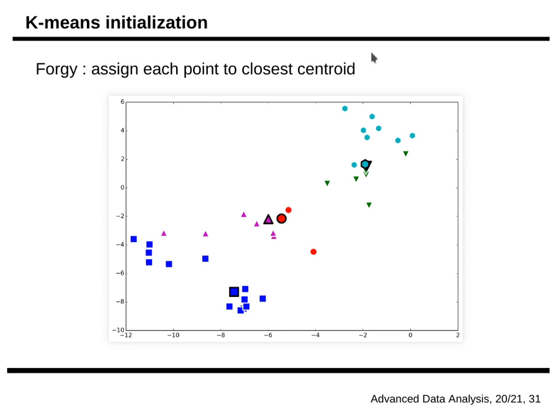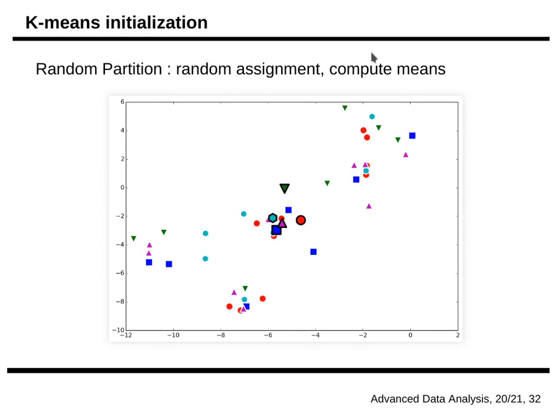There are different ways of initializing. For example, one random partition would be to assign randomly each point to one cluster and then compute the centroids as the centers of the clusters. But the idea is that we start with a randomized clustering.